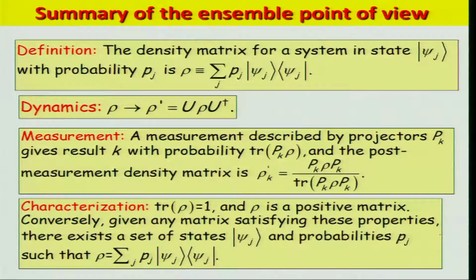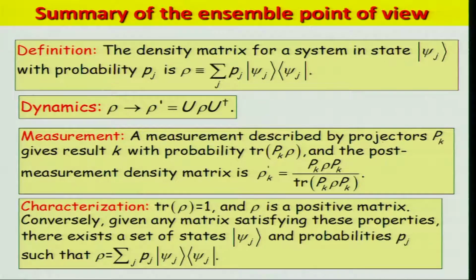So, in summary, the ensemble point of view that we are looking at has the definition of the density matrix for a system with states psi j with probability p j, which is given by the density matrix, the outer product of the psi states weighted by probability p j. The dynamics can be seen as any unitary operation can be utilized to see the new state.